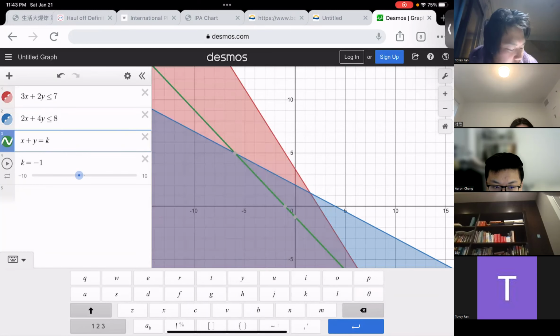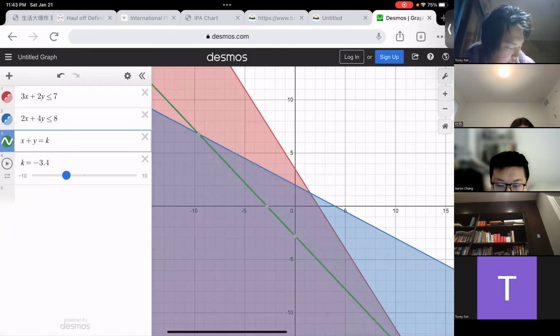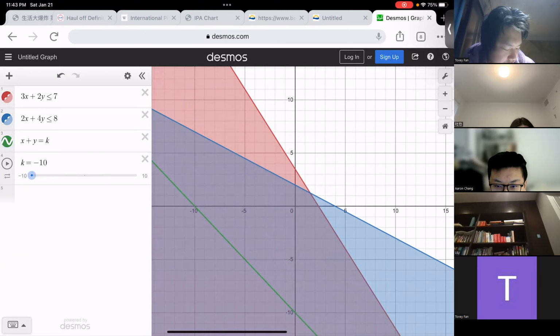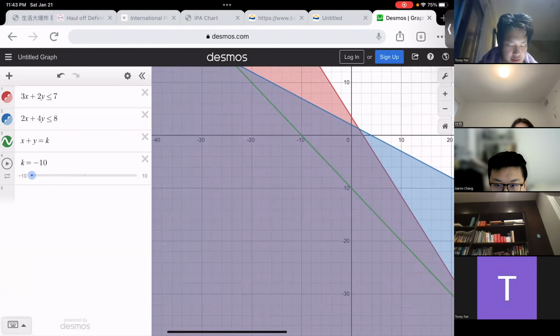Sorry, my bad. I meant that if I want to find out the minimum value of x plus y, there's none, right? Because you can always move down, down, down. You see, k equals negative 10. You can always move the whole line down forever. There's no minimum value. The minimum value will be negative infinity.